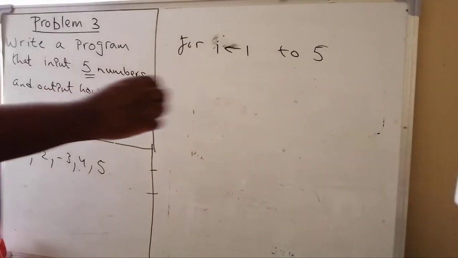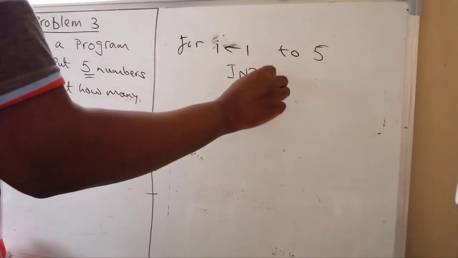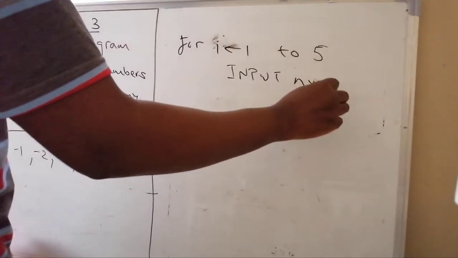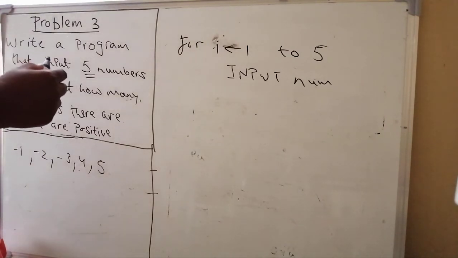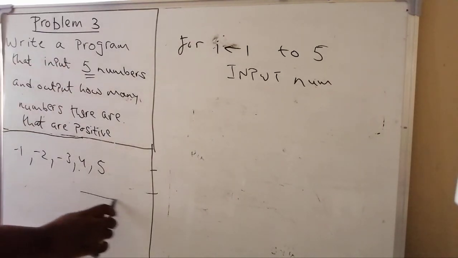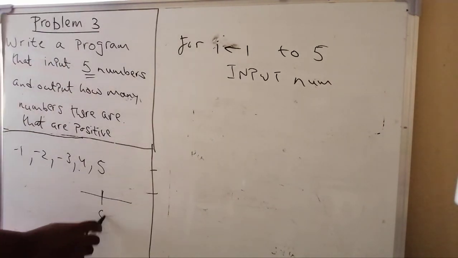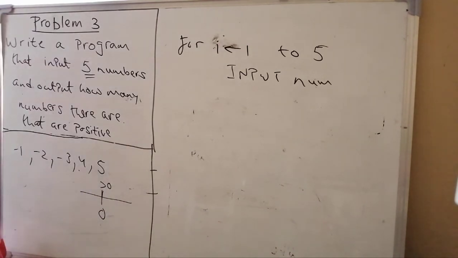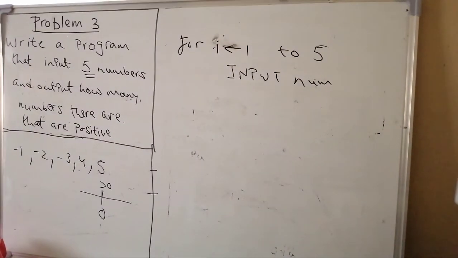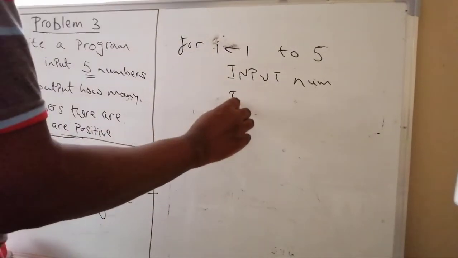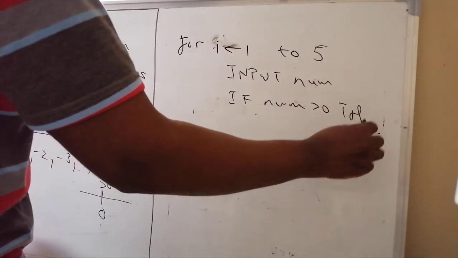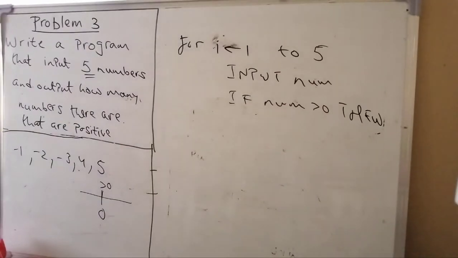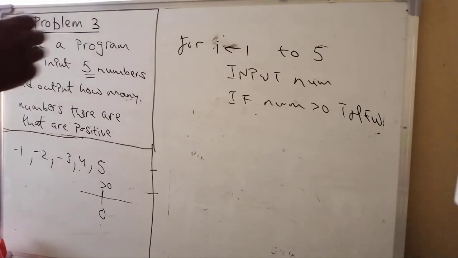Okay, next we need to input a number. Okay, so I'm inputting num. Now, if this number is positive, how do we test if a number is positive or negative? If you still remember, I've said using a number line, all numbers that are greater than 0 when we are doing decision, they are considered positive. In this case, if the number is greater than 0, then we can say it is positive.